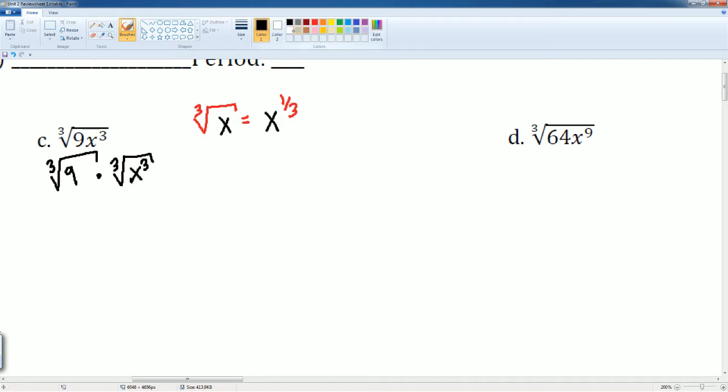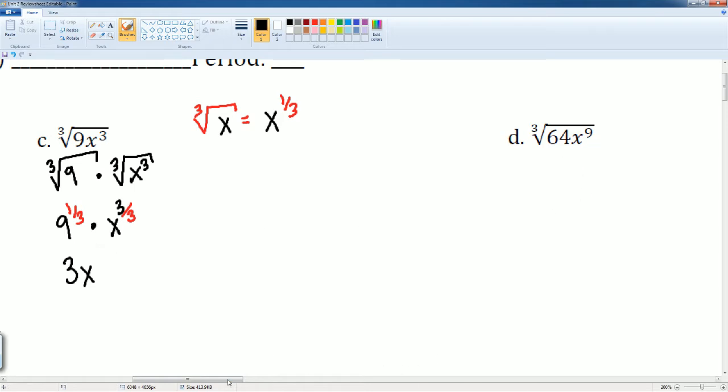If you want to plug this into your calculator, make sure you're typing in the cube root of 9. Or you can write this in its exponent form, which is 9 to the 1/3 power. And you could put that in your calculator if you want. Times x to the 3rd divided by 3. You plug this in your calculator, you get 3. x to the 3 over 3 just becomes 1. So this simplifies to just 3x.